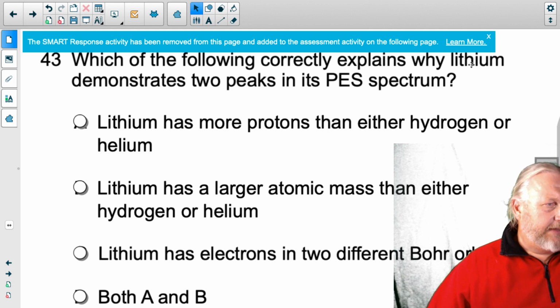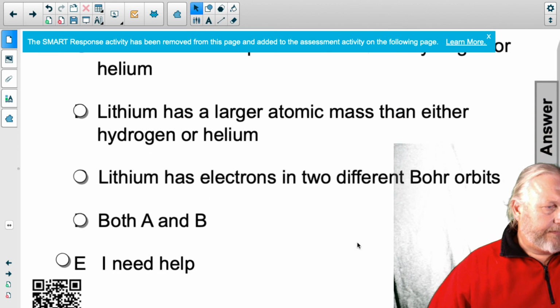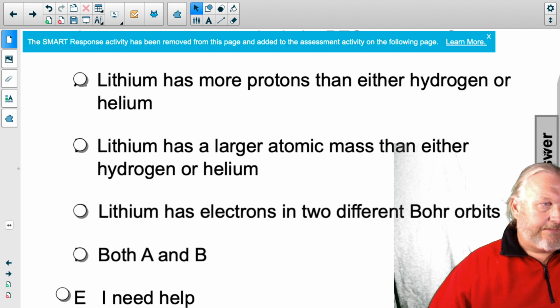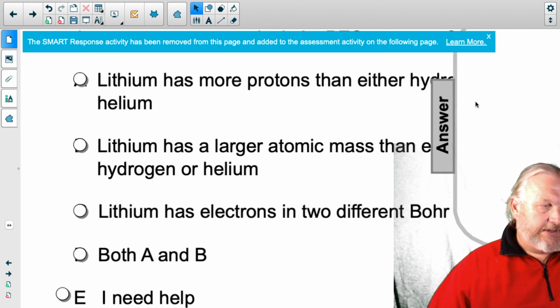Why does lithium demonstrate two peaks in its PES spectrum? Well, lithium has electrons in two different n levels or Bohr orbits. I'd say C. C it is.